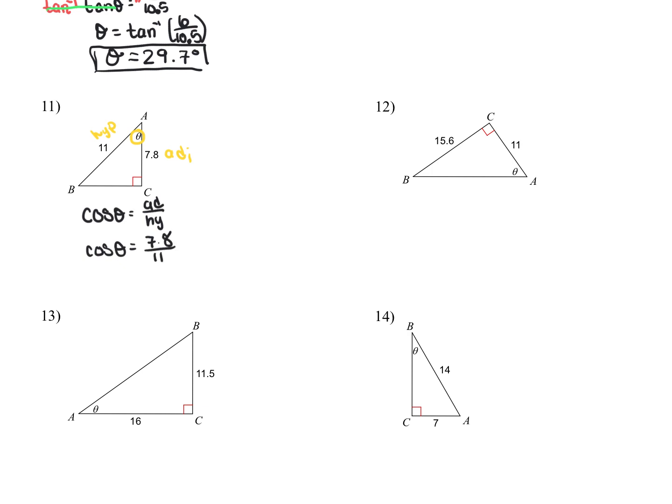Again, I want to get to theta. So I'm going to undo cosine by doing arc cosine. And if you do it on one side, you have to do it on the other side. These undo each other. So theta equals arc cosine of 7.8 divided by 11. So when you type that in your calculator and you get out 1 decimal, you should get 44.8 degrees.